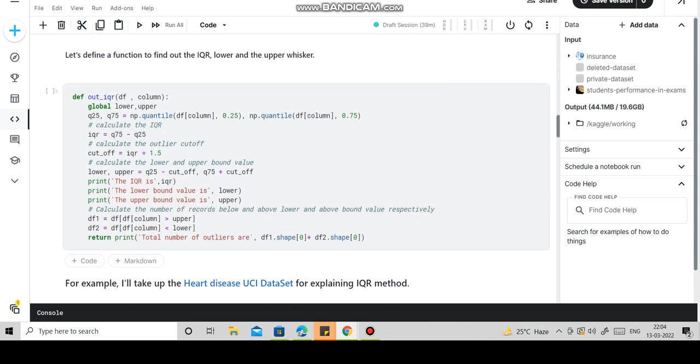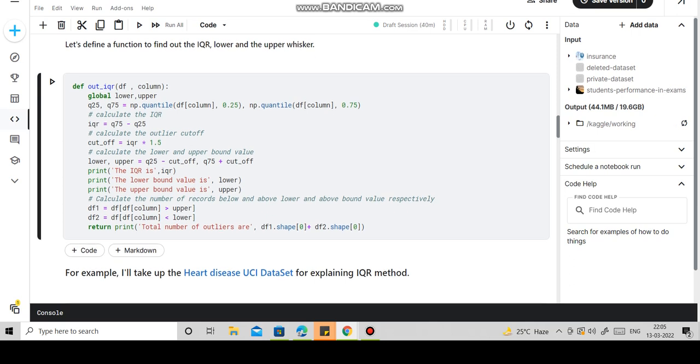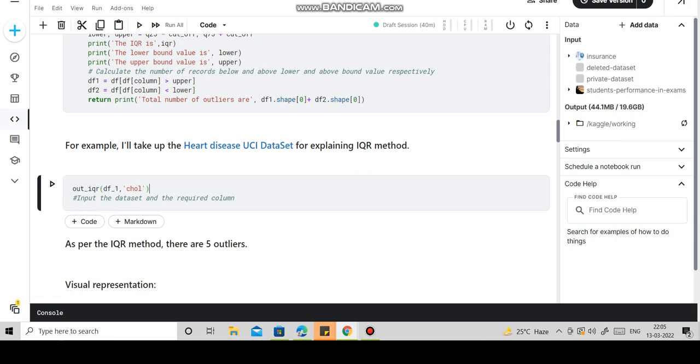So let us look into how we can do it programmatically. So basically we define what the IQR is. We define the cutoff, that is IQR times 1.5, and then the lower is basically first minus the cutoff, and the upper is basically third plus the cutoff. Now let us see how many outliers our data set has.